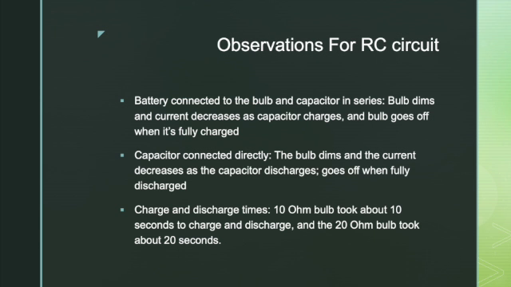For the observations on the RC circuit, I found that for the battery connected to the bulb and capacitor in series, the bulb dims and the current decreases as the capacitor charges, and the bulb goes off when it's fully charged. And when it's connected directly, the bulb dims and the current decreases as the capacitor discharges, and it goes off when fully discharged. The charge and discharge times for the 10 ohm and 20 ohm bulb were 10 seconds and 20 seconds respectively.